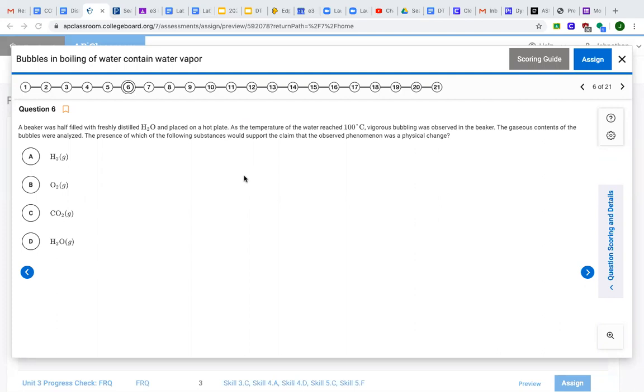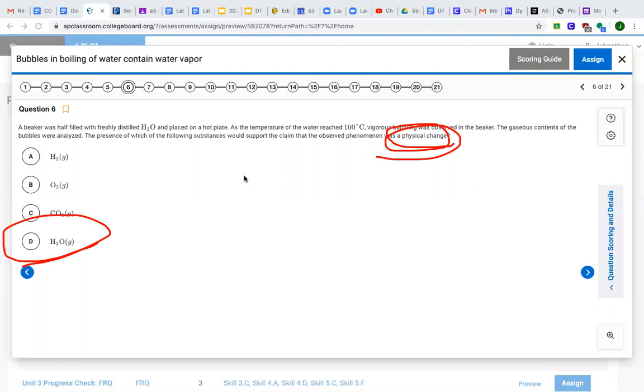So if carbon dioxide is what bubbles out of the water, that's the indication that there's a physical change happening? No, that's a chemical change. Wait, sorry. So this question's asking physical change. Which one of these would indicate that there's a physical change happening? Would it be D? Yeah, right? It's just another form of the water. It's a physical change. Boiling, evaporation is a physical change.